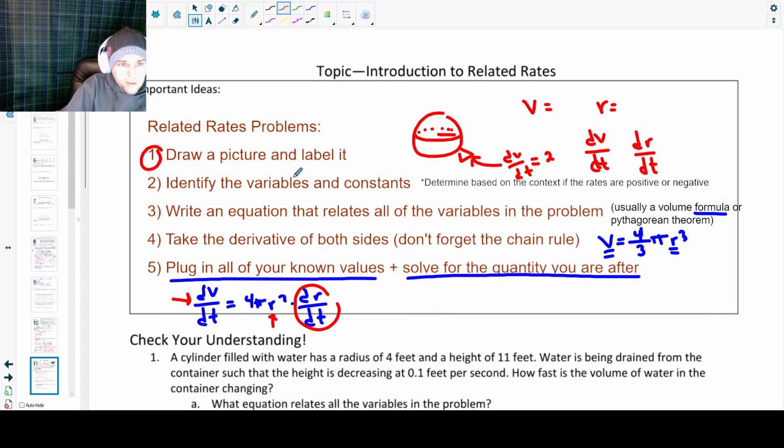Anyway, we'll go ahead and take a look at some more related rates problems here in future lessons.